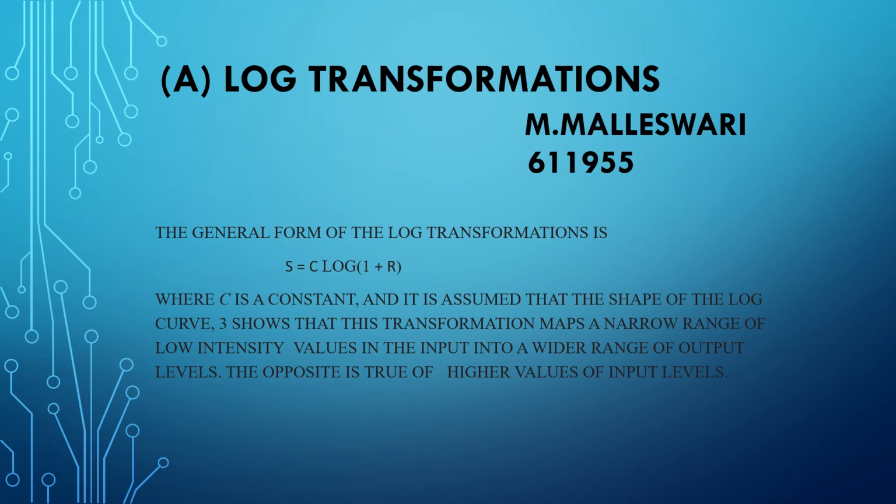I am going to explain the topics log transformations and bitplane slicing with demonstration. The general form of the log transformation is s equals c log(1 + r), where c is a constant. The shape of the log curve shows that this transformation maps a narrow range of low intensity values in the input into a wider range of output levels. The opposite is true of higher values of input levels.